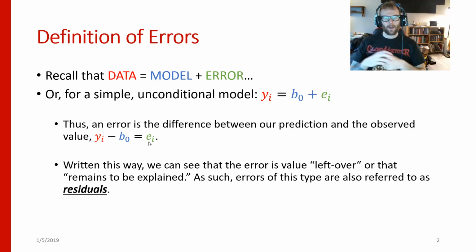And written in this way, it's pretty easy to see that this error is a value that's been left over, or that remains to be explained, is another way we might talk about this. So as such, errors of this type are often referred to as residuals. So we might talk about residuals or residual errors, but that's really the same as these epsilons in our model.